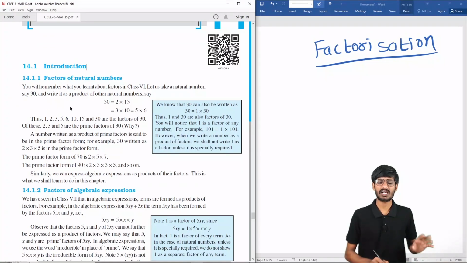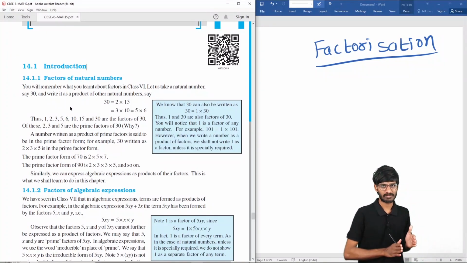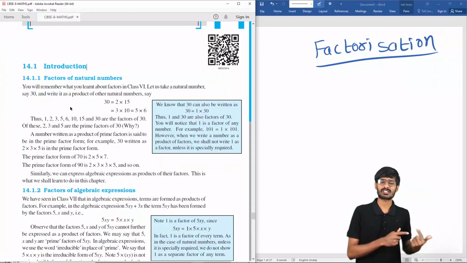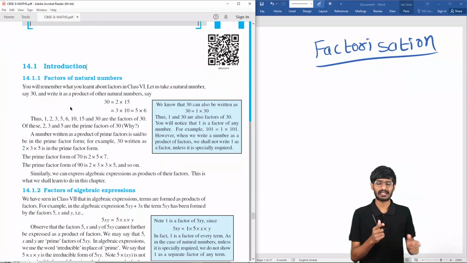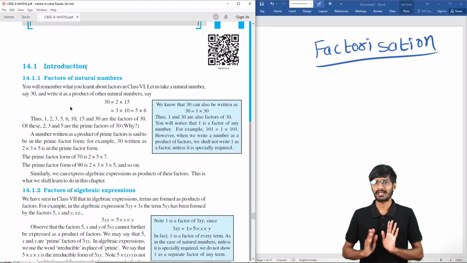First, we will start the discussion with natural numbers. What is meant by factors, and how to find the factors of natural numbers? We will recall all the processes of finding factors for natural numbers, and we will apply them to algebraic expressions.